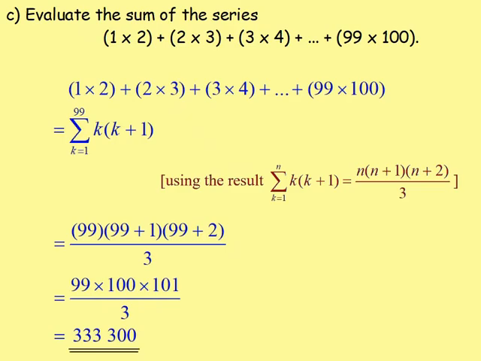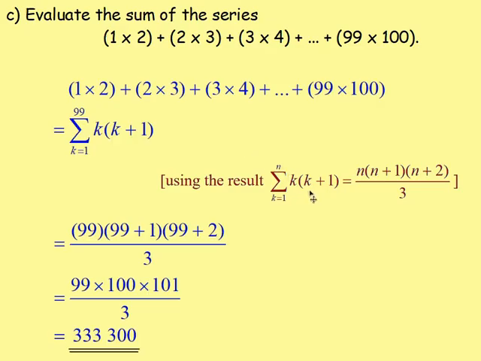A lot of the time there will be a part C for these types of questions. Evaluate the sum of the series 1 times 2 plus 2 times 3 plus 3 times 4. Really, you'll see that that follows the pattern that we had in part A. It's k times k plus 1. So you're subbing in 1, then 2, then 3. So it's going to be 1 times 1 above that, so 1 times 2. Then you'd have 2 times 1 above that, so 2 times 3. Then 3 times 1 above that.